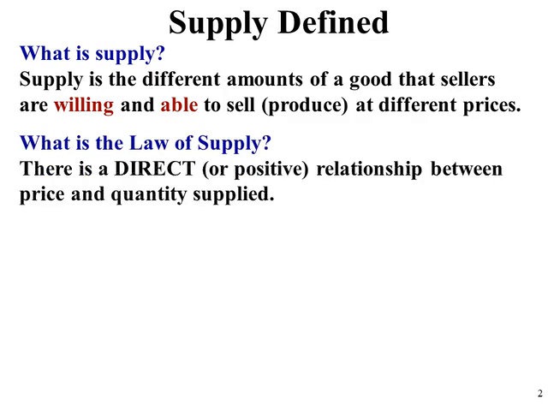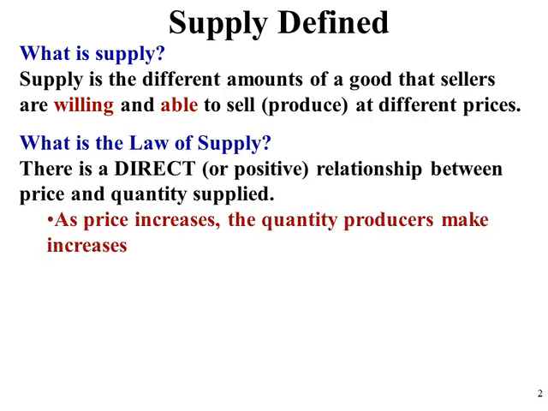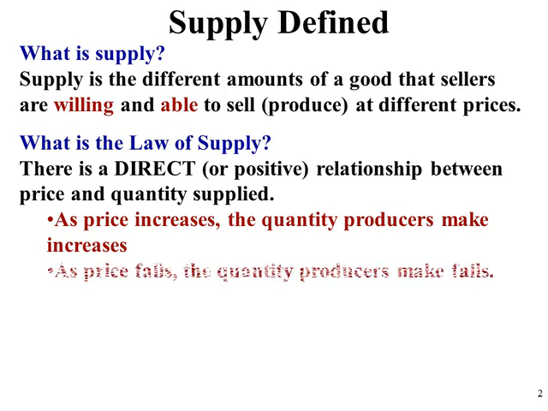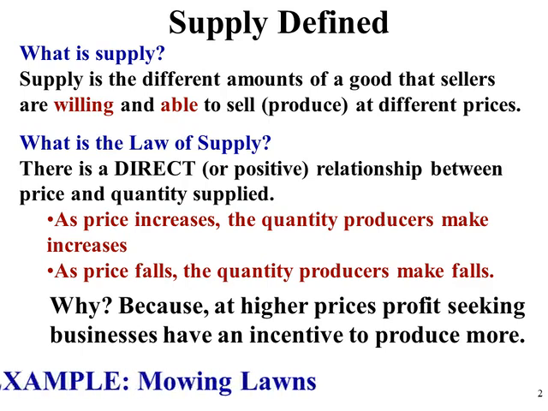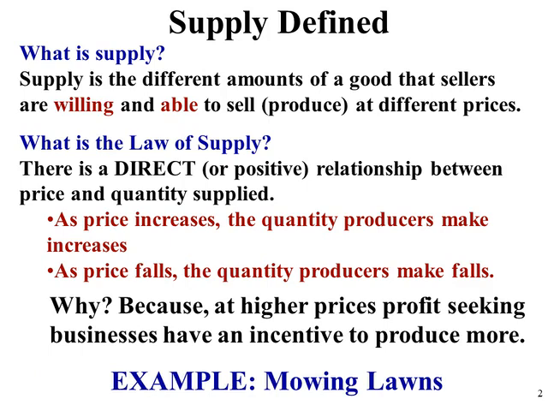The law of supply states that there's a direct or positive relationship between price and quantity supplied. So what does that mean? That means as the price of something increases, the quantity producers are willing to make will increase. And as the price falls, the opposite will be true. They'll be willing to produce less. This is true because at higher prices, profit-seeking businesses have an incentive to produce more of something. We're going to look at an example here on the next slide.